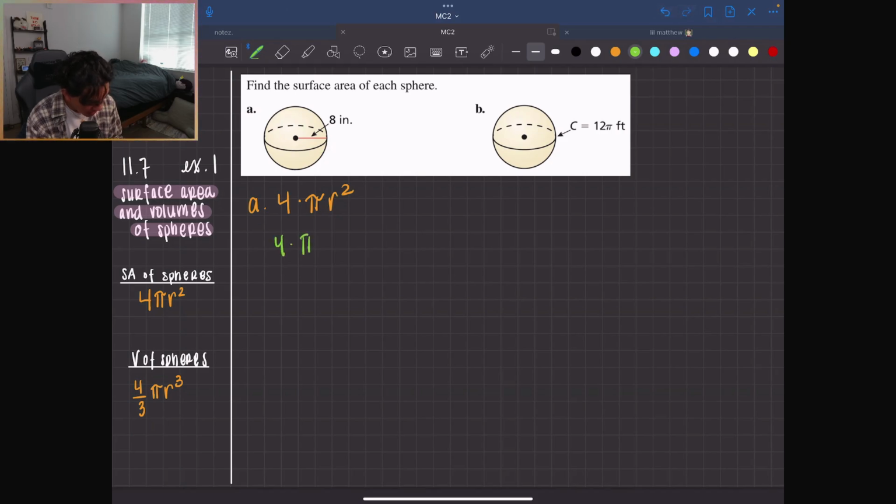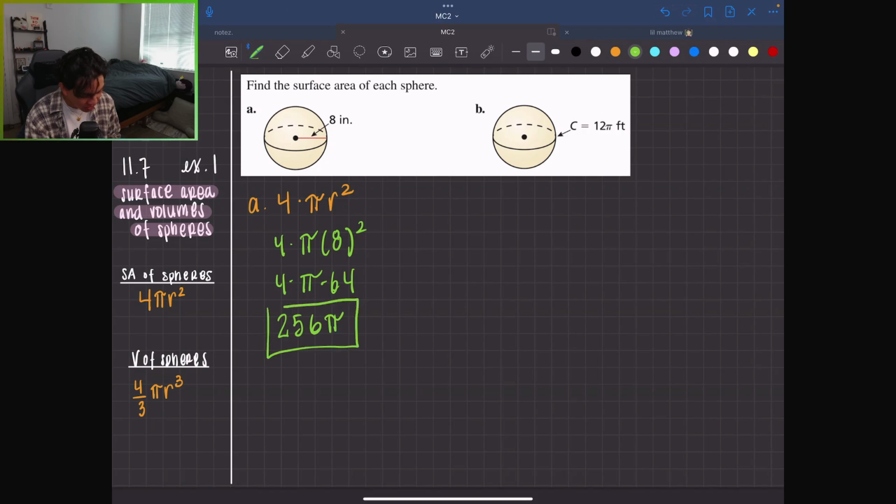4 times pi times 8, which is our radius, squared. Order of operations, we're going to do our exponents first. 8 squared is going to give us 64. And then since this is all multiplication here, 4 times pi times 64, let's just go ahead and multiply the 4 and 64 together. Double of 64 is going to be 128, and then double of 128 is 256. So now we have 256 times pi, which is going to be our solution here in terms of pi.